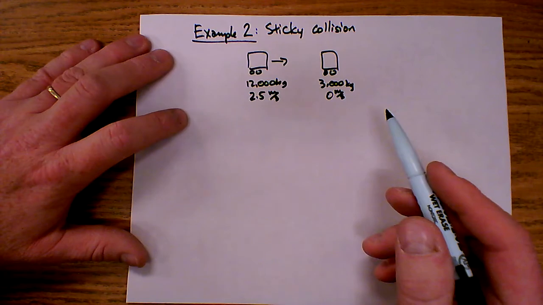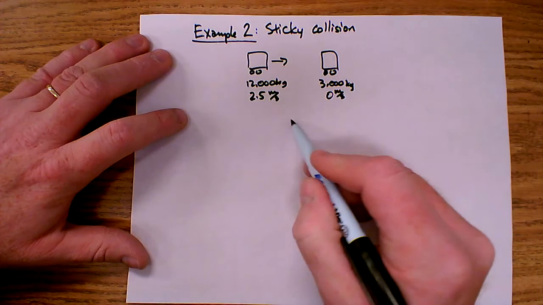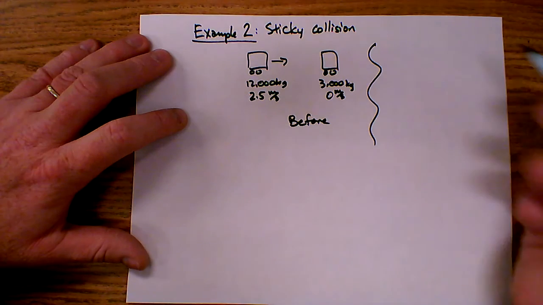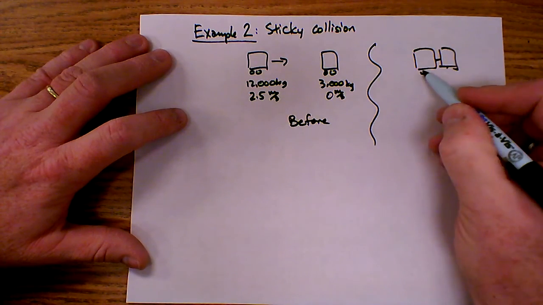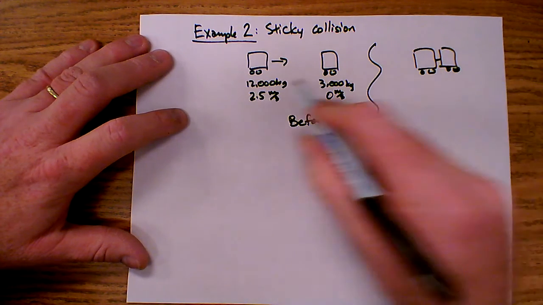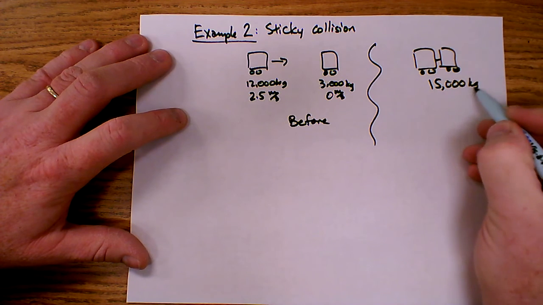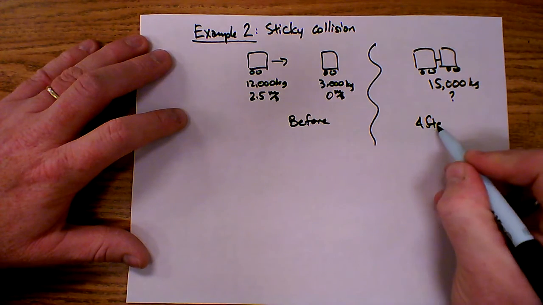So the first thing I want to do in a conservation of momentum problem is to sketch my before and after diagram. So I've already got the before diagram here, a little squiggly line here, and then my after, they're stuck together. So their combined mass, I'm going to go ahead and combine those numbers. So now I've got one object that has a mass of 15,000 kilograms, and I don't know how fast it's moving. This is my after.